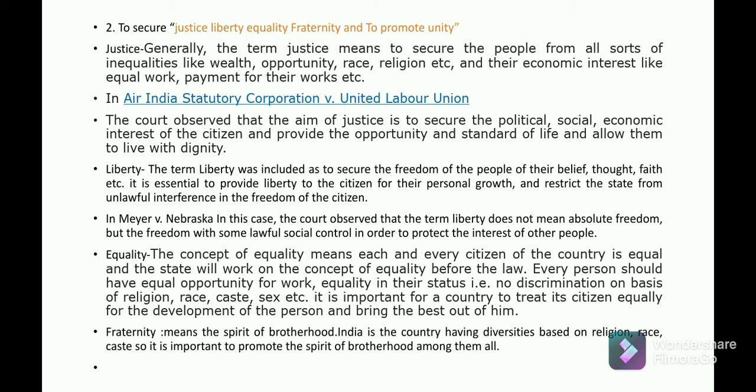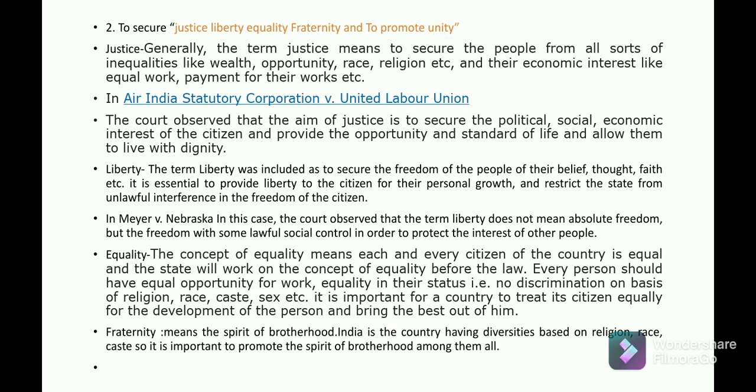In the case of Air India Statutory Corporation versus United Labour Union, the court observed that the aim of this is to secure the political, social, economic interests of the citizen, provide the opportunity and standard of life, and allow them to live with dignity. Now, liberty. The term liberty includes securing the freedom of the people of their belief through thought, faith. Generally, we call it freedom of doing things, but up to a limit. In Bear versus Nebraska, the court held that there should be no absolute liberty, but freedom with some lawful social control. This is in order to protect the interests of other people.